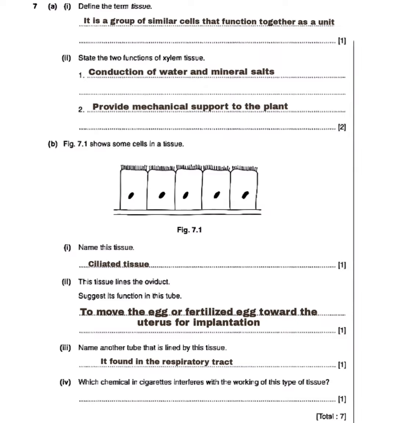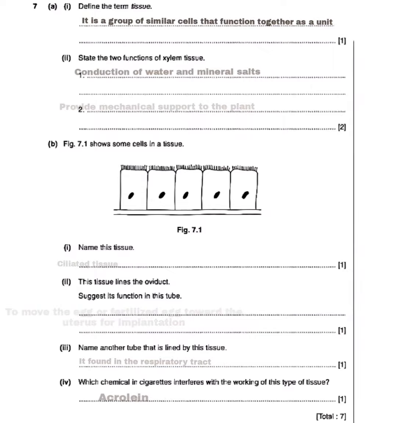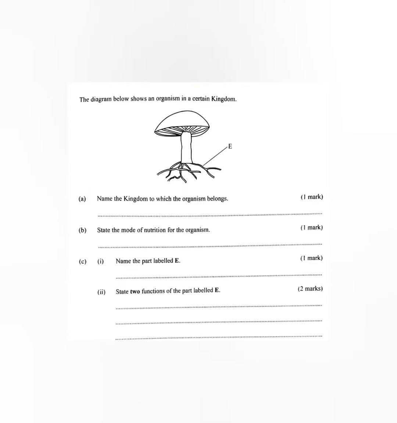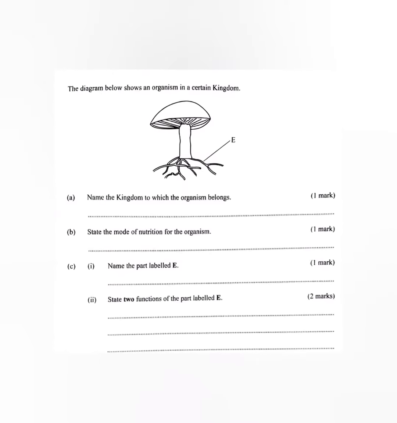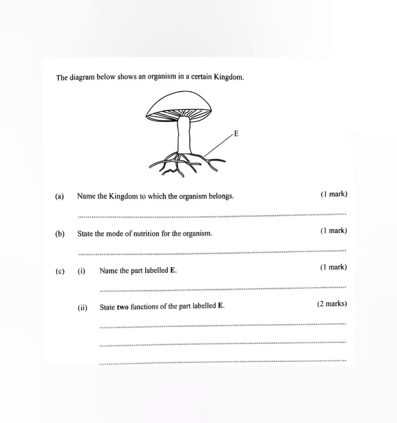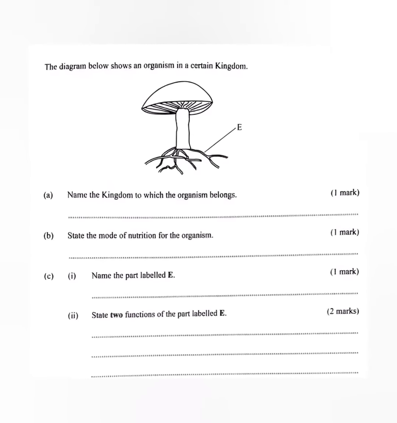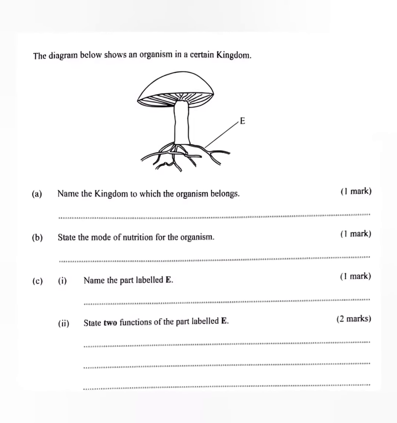Then Roman numeral number 4 is saying, which chemical in cigarettes interferes with the working of this type of tissue? The answer here is going to be nicotine. Then the next one is coming from nutrition, and it is saying, the diagram below shows an organism in a certain kingdom. This organism is called the mushroom, and the part labeled E is called the rhizoid.